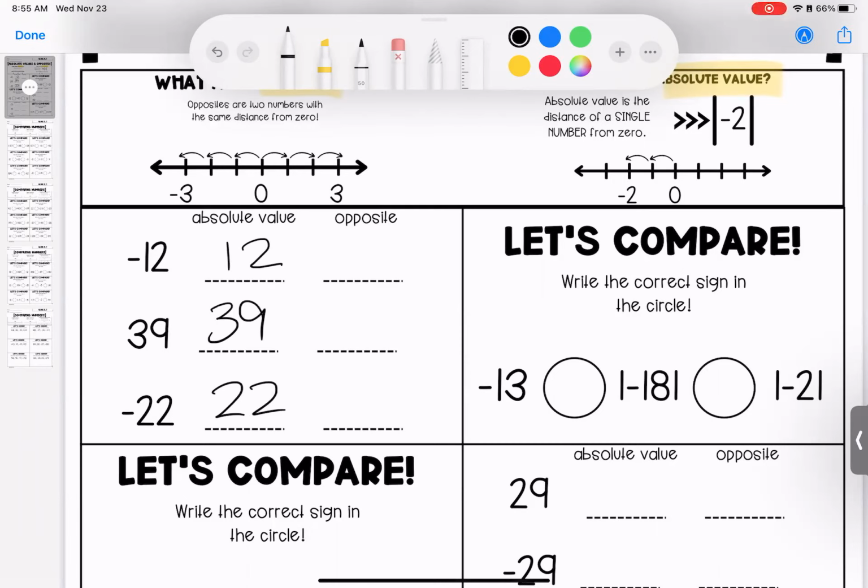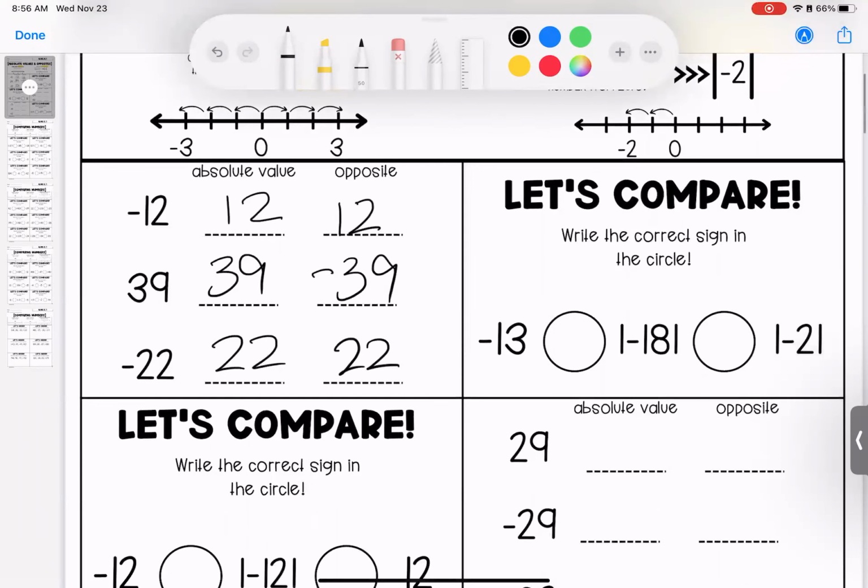Now our opposites. The opposite of -12 is +12. The opposite of 39 is -39. The opposite of -22 is +22. You can have an absolute value and opposite that match.